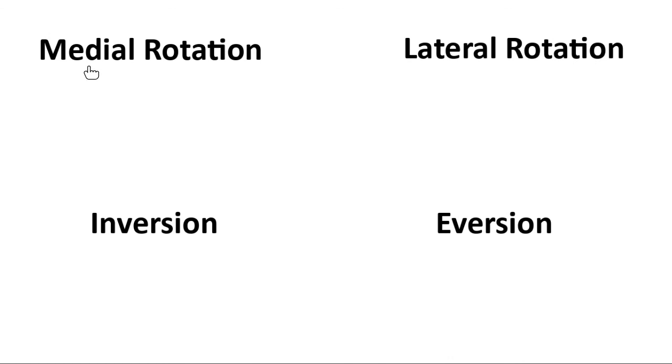Exactly, toward the midline. So the best places for these rotation words are the shoulders and hips. Medial rotation is when you rotate your entire shoulder medially toward the midline. Lateral rotation, we rotate it back away from the midline. We can do this with the hip joint.